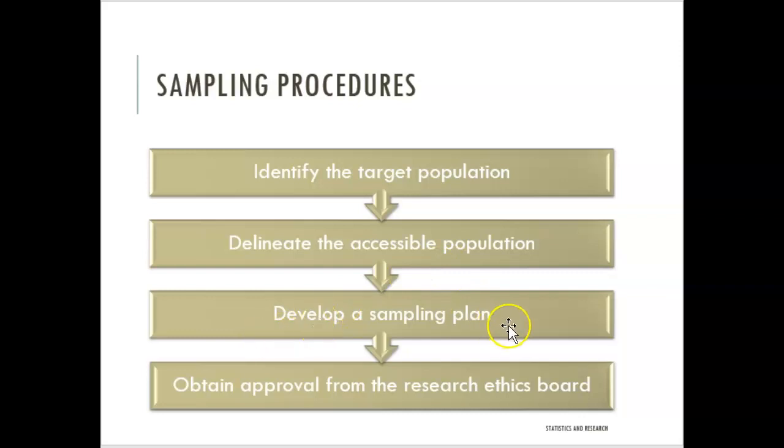So now I develop a sampling plan. And maybe my sampling plan could be convenience sampling, although that's not a really good type of sampling. Maybe my sampling plan could be random sampling, simple random sampling, and that would be more ideal. Once I decide what type of sampling plan I'm going with, or what type of sampling strategy I want to use, then I go to the Research Ethics Board and I ask for permission. I obtain approval. And once I get the approval from the Research Ethics Board, then I can go ahead and do my study. So there is a process.